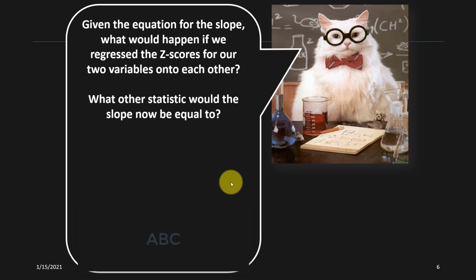Okay, so with that equation in mind, let me give you a little bit of a brain teaser. What would happen if we regressed the z-scores for our two variables onto each other? So, rather than regressing 800 meter times onto VO2 maxes, what if I z-transformed 800 meter times, I z-transformed VO2 max, and now I regressed those two sets of z-scores onto each other? What would the slope be equal to in that situation?